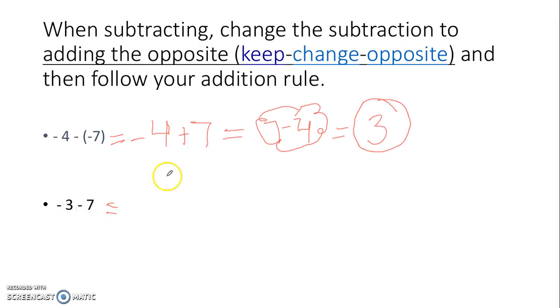So we need to keep the negative 3. We're keeping the first one. We're changing the sign, so minus needs to go to plus. And then the opposite of positive 7 is negative 7. I'm going to put it in parentheses here because it just makes it a little bit easier to read. Now we have an addition problem. So we know 3 plus 7 is equal to 10, and we know that when we're adding two negatives, we also have to keep that sign, so it equals negative 10.